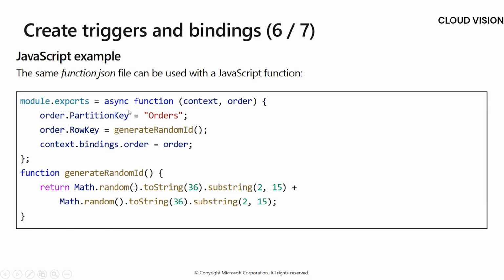So whenever you are working with JavaScript code, you are creating a function which is taking a context object and order, and you make it as a module which is exported, means which can be called. And you are writing some business logic into it. You're calling some random ID method that is there. So it is written in the function.json file, right?